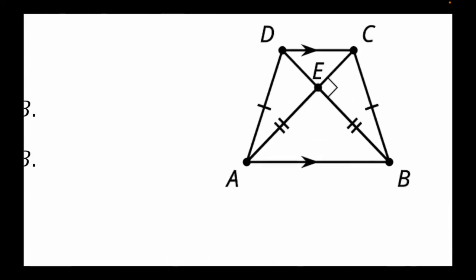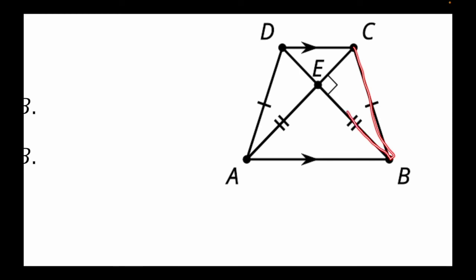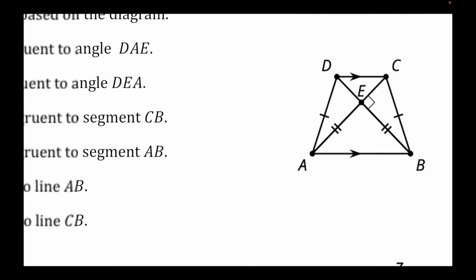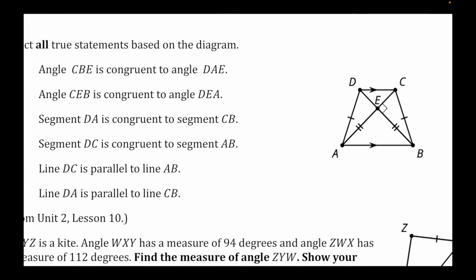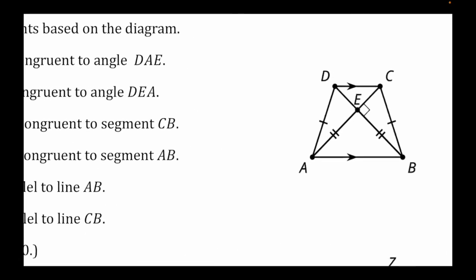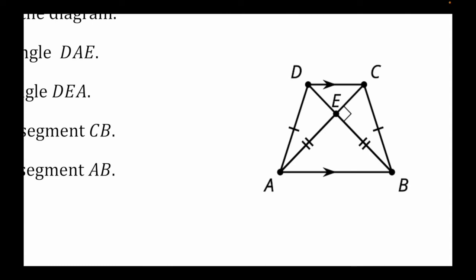CBE, going from C down to B and up to E, that means this angle right here. And they're saying DAE, so CBE and DAE. I would say yes, those would be congruent, but let's double check because they look congruent, but we want to make sure that we're able to actually prove something. So I might actually go through this diagram and see what I'm actually able to mark here.